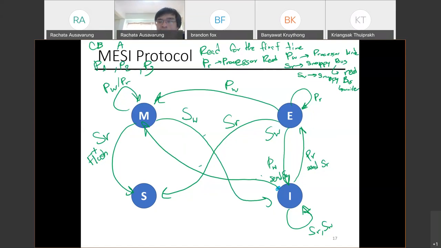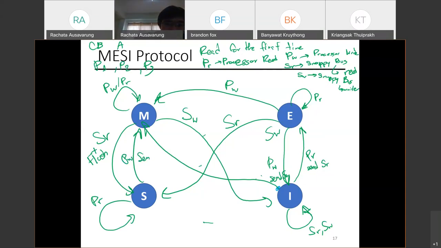Let's go to the case where you are in the shared state. If you're in the shared state and you read, you stay at the shared state. Who cares, right? You are reading. If you're in a shared state and you're writing, you move to modified, right? Processor write and then send a signal that you're writing so that everyone else can invalidate that cache block.